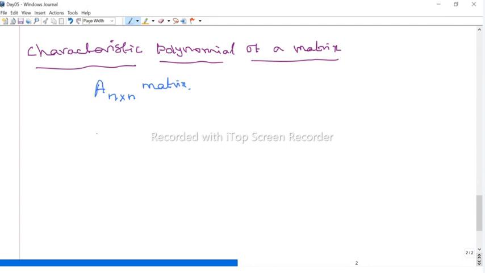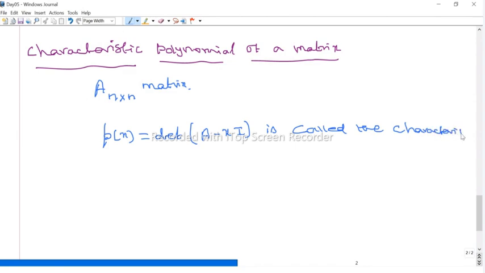So the polynomial of x, suppose we take P of x is a polynomial in x. I am defining it as the determinant of the matrix A minus x times the identity matrix. So the determinant of A minus xI, we define as P of x. This P of x is called the characteristic polynomial. So to every square matrix we can associate a polynomial P of x. That polynomial is called the characteristic polynomial.